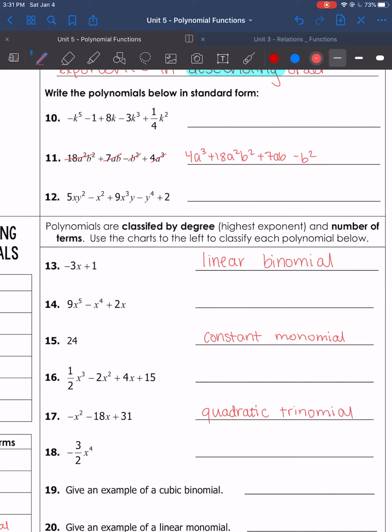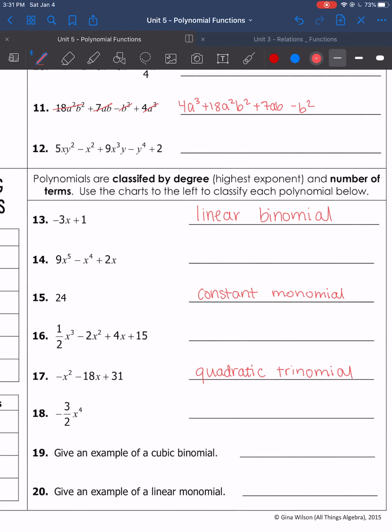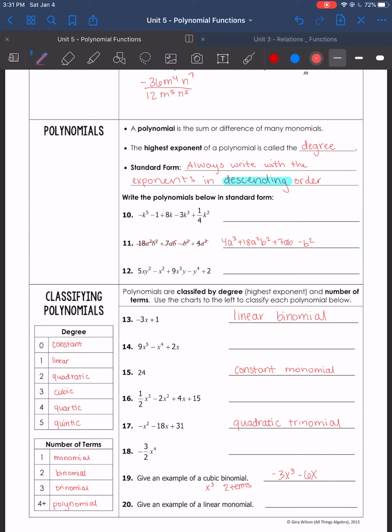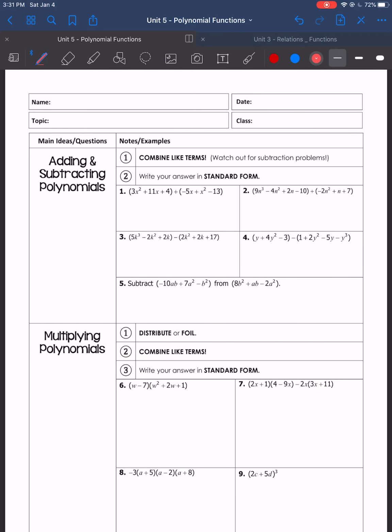Alright, 19. A little different than the other ones. Give an example of a cubic binomial. So we want something x cubed, and we want 2 terms. So let's do, I don't know, negative 3x cubed minus 6x. I'll just pick something. Feel free to use whatever you would like for that, as long as it's a cubic binomial.